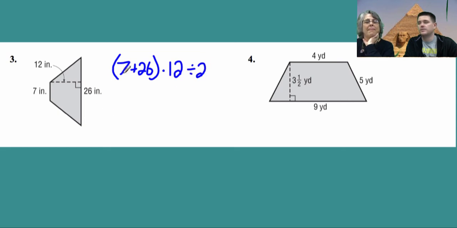You could divide by 2 at first before you get started if you want. So Mrs. King pointed out a nice part. We can actually do the 12 divided by 2 right now, take care of that early, and then multiply it times the other piece. So if you notice your height divides nicely by 2, go ahead and tackle that right away, and then come back and finish the rest of the problem. So what is 7 plus 26?